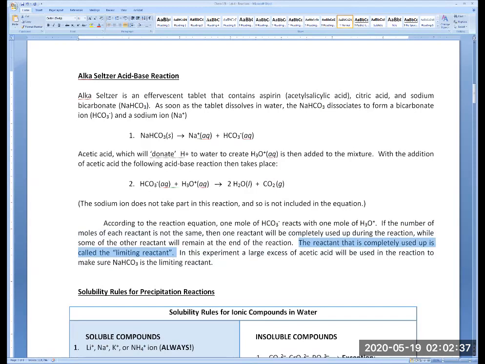And so in this experiment, we will have a large excess of acetic acid. That means we will have a lot of H3O+, and so that will make HCO3 -1 the limiting reactant. And we do that because we want to be able to calculate really how much of it reacted. So we want to make it the limiting reactant on purpose.